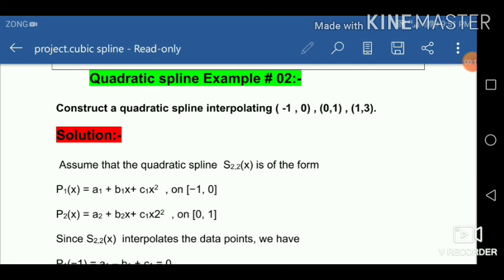Construct a quadratic spline interpolating through the data points (-1, 0), (0, 1) and (1, 3). So the solution is that we assume the quadratic spline S22(x) is of the following form. Let's suppose the splines are as follows: p1(x) is equal to a1 + b1x + c1x² on the interval [-1, 0], and p2(x) is equal to a2 + b2x + c2x² on the given interval [0, 1].